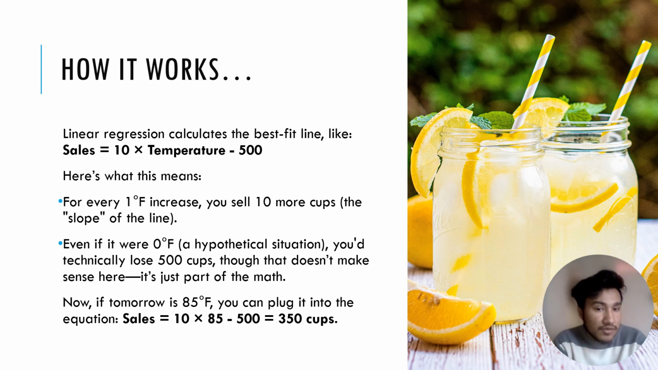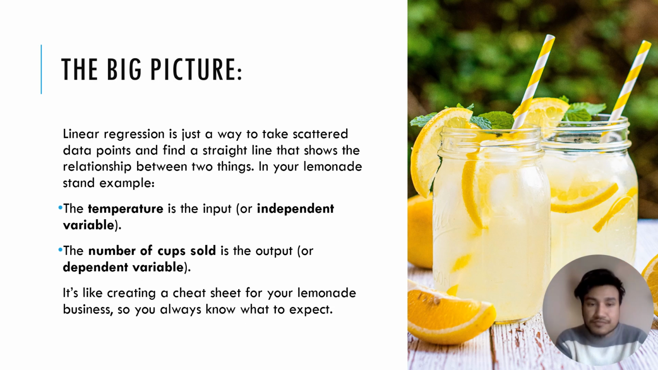Even if it were 0 degrees Fahrenheit, a hypothetical situation, you would technically lose 500 cups, though that doesn't make sense here. It's just part of the math. Now, if tomorrow is 85 degrees, you can plug it into the equation: sales equals 10 times 85 minus 500, which equals 350 cups sold.